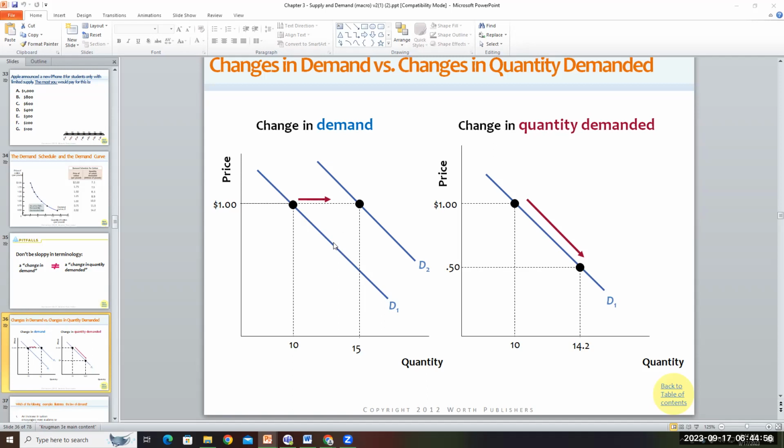But sometimes the demand may shift to the right or to the left, which means that if it shifts to the right, there's more quantity demanded at every price point. And if it shifts to the left, then there's less quantity demanded at every price point. And so economists believe there are 5 fundamental reasons why that might happen.